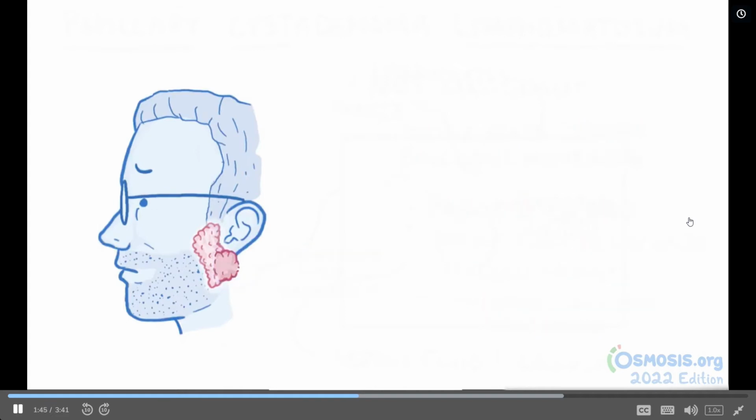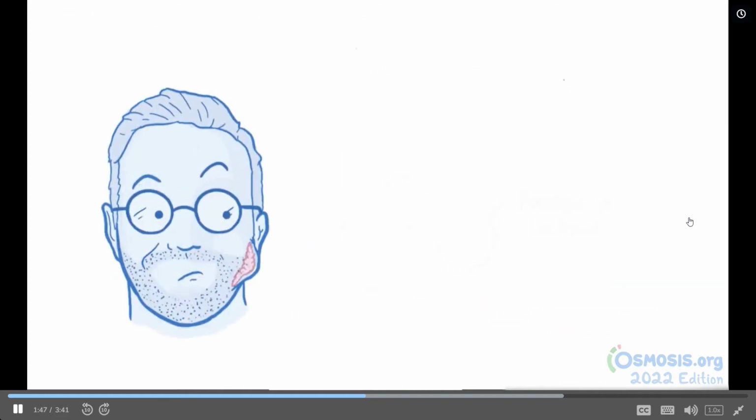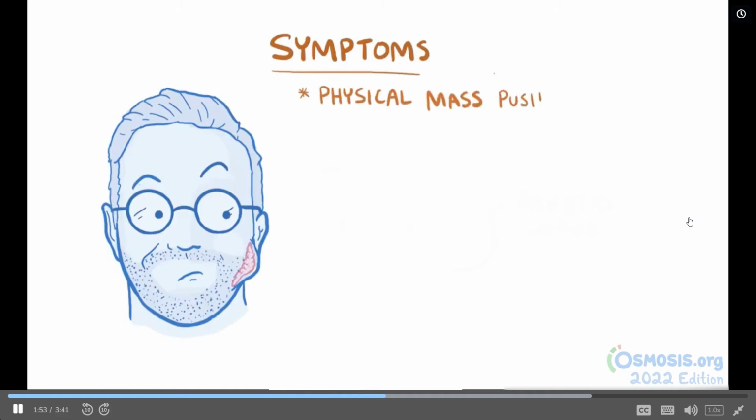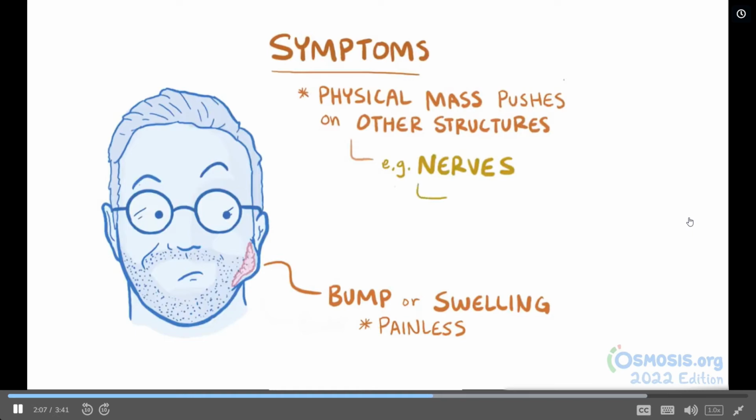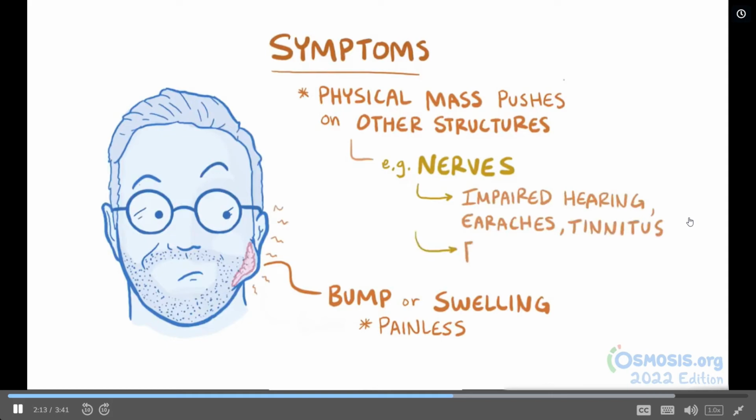Now, because a Warthin tumor is typically slow growing, it can take a bit of time before the symptoms are detected, most of which are related to the physical mass pushing up against other anatomic structures. The most common symptom is a bump or swelling in front of or below the ear, which is typically painless. There are also nerves, though, that pass through the parotid gland, which when they're pushed on can cause problems like impaired hearing, earaches, tinnitus, which is ringing in the ears, and facial paralysis.